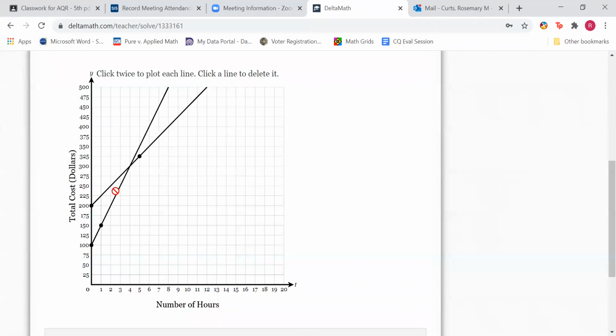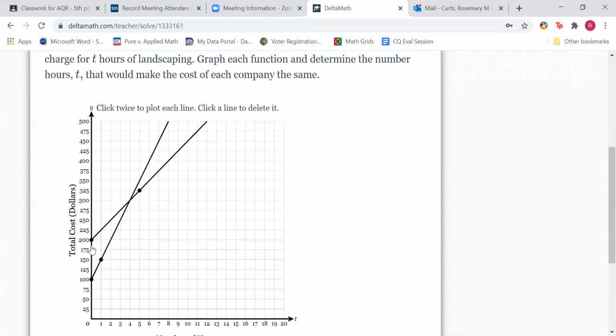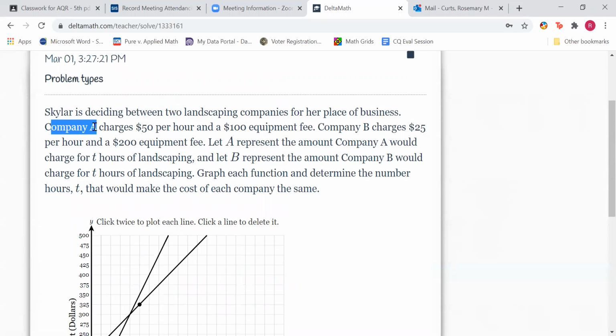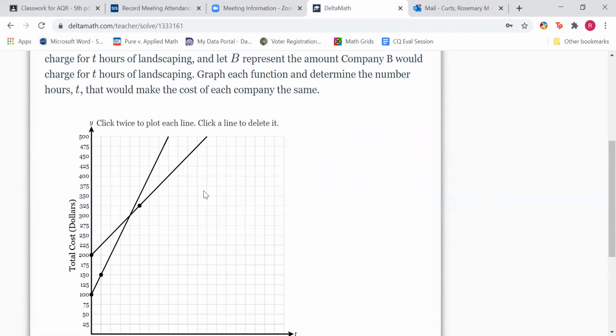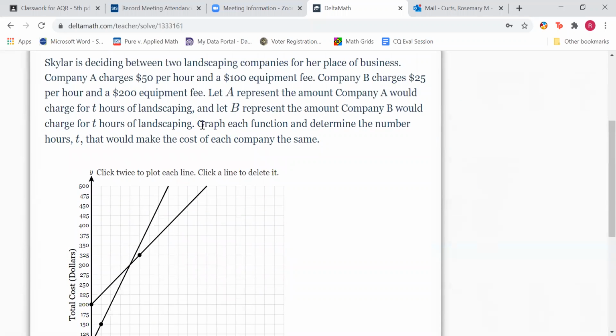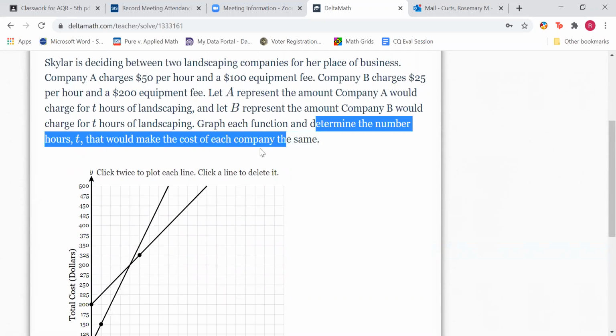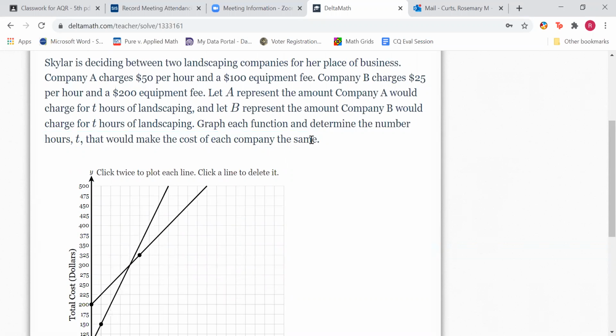All right, so here we've got our two lines. The one that starts at 100 is company A. The one that starts at 200 is company B. And now we know our question is, graph each function, determine the number of hours that would make the cost of each company the same.